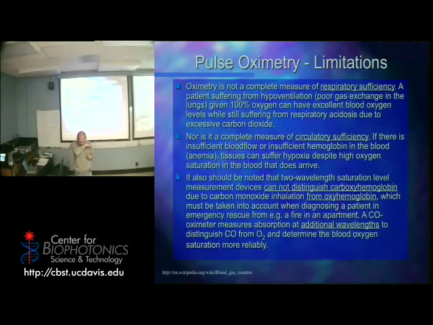So in the carbon monoxide case, this is one of the reasons that when they put one of these things on and you're having problems breathing, they'll really want to know if you've been in a fire. Because if you've been in a fire, they have to put a more sophisticated device on your finger that measures multiple wavelengths to be able to distinguish between those two. Does that make sense? So in most cases you're fine, but in a few cases you're not.